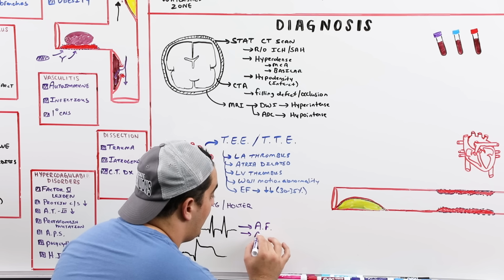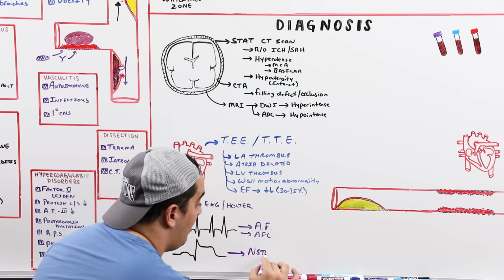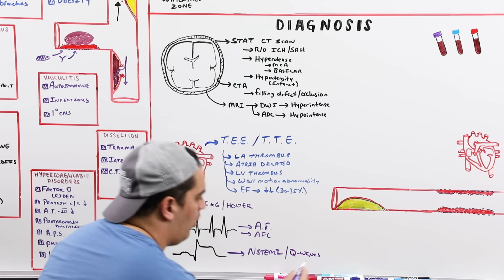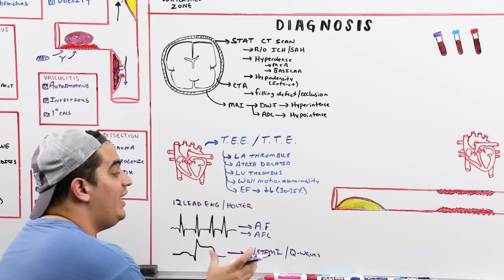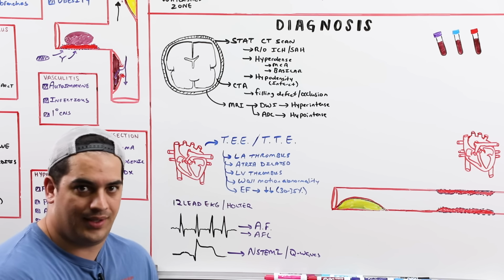Or, oh, I see that they got atrial flutter. Or, oh, I see that they got maybe like some NSTEMI. Or maybe they got some Q waves. Or maybe they even have a STEMI, who knows. But we kind of see, oh, I see some reasons of why they may have this cardioembolic cause. It just aids in the diagnosis, you know?